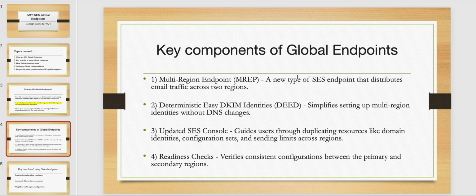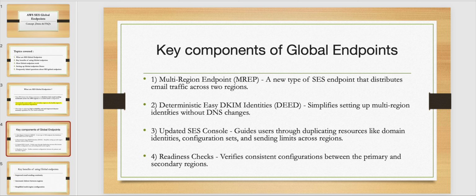Then it uses DEED, that is Deterministic Easy DKIM. What DEED is: when you set up your SES in one region, you have to verify the domain identity and create DNS records. Now, when you're setting this up, you will also be setting up a secondary region. So you do not need to manually add the domain and add the DNS records. DEED will automatically take this and do the steps for you. So it simplifies setting up multi-region identities without DNS changes.